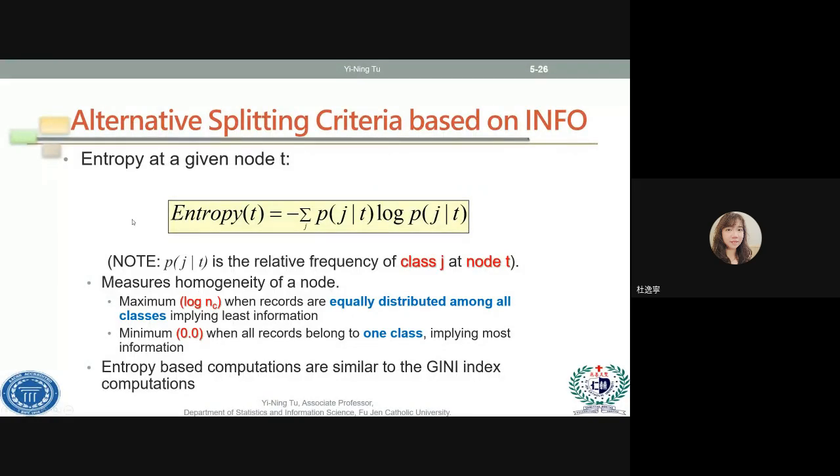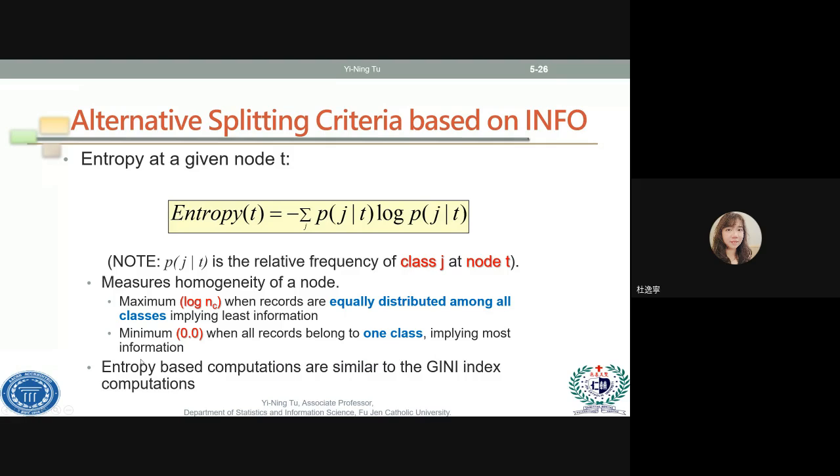Okay, so we will also check the maxima and the minima. Minima of course is 0 because it's pure, right? There is no impurity. It means all the records belong to one class, implying most information.